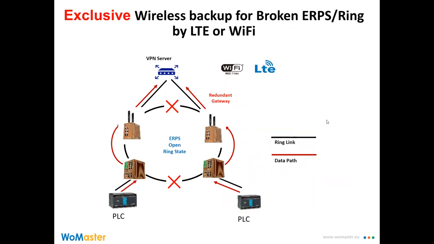This one is also the second patent. This is also an exclusive wireless backup for a broken ERPS ring, using LTE or Wi-Fi. When ERPS is in a broken state, in this case there are two failed links in the ERPS. So right now the ERPS is in the open state.